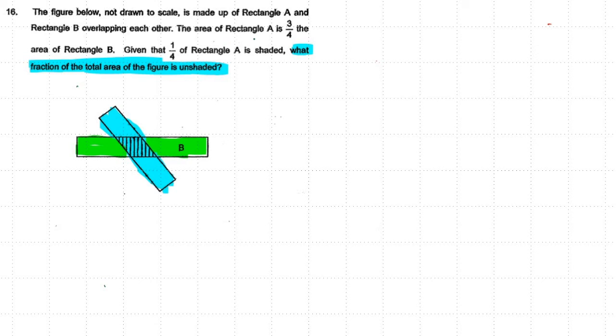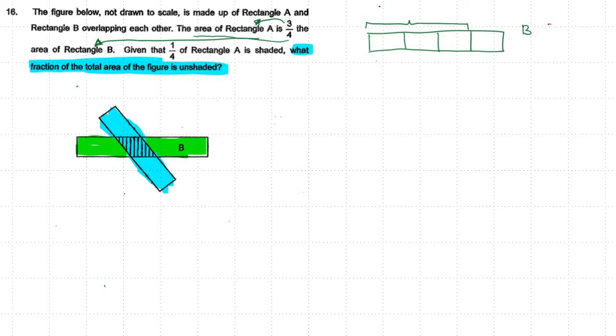And then it says that the area of rectangle A is 3/4 of the area of rectangle B. So what does this mean? So let's say this whole bar here is rectangle B, the area of rectangle B, then A is actually 3/4. So this whole thing here, A, is actually 3/4. And then B is actually what? 4/4, correct?